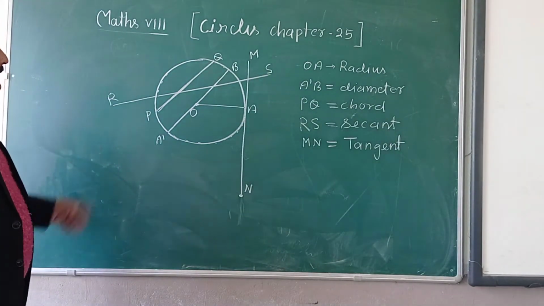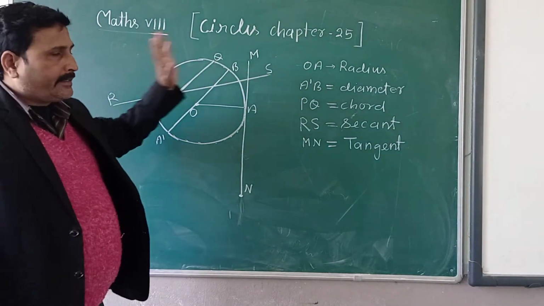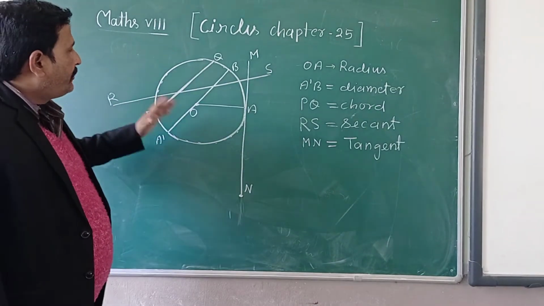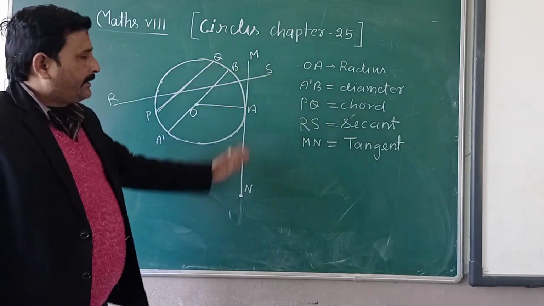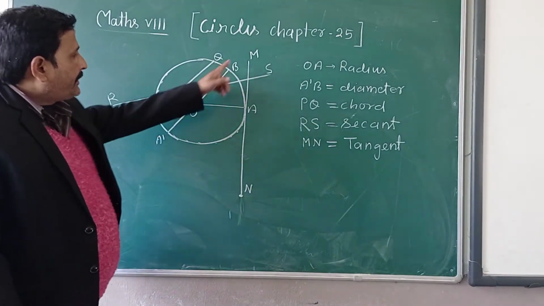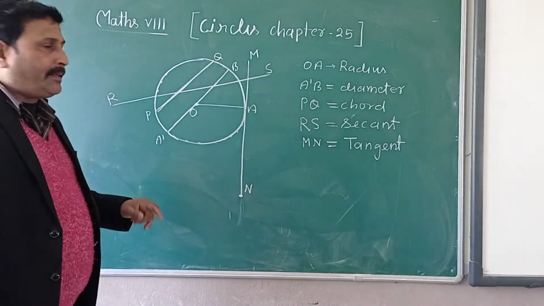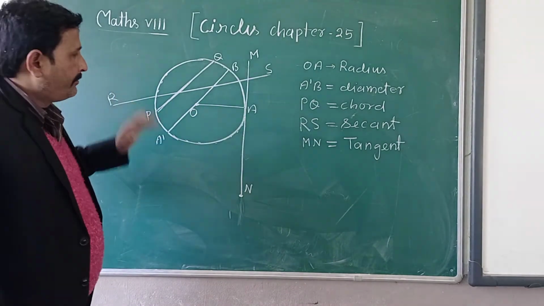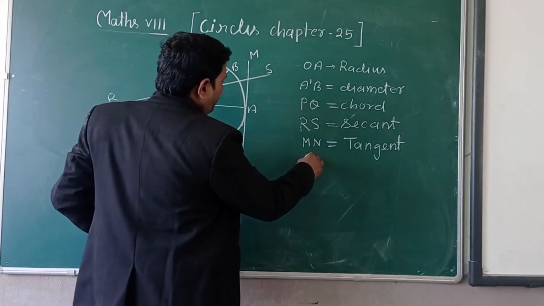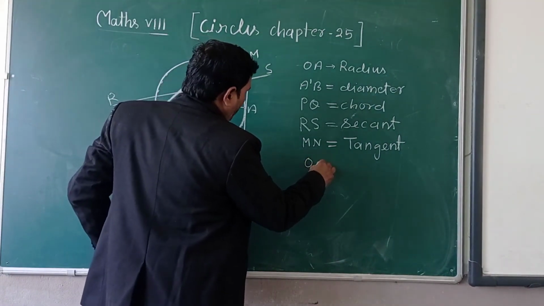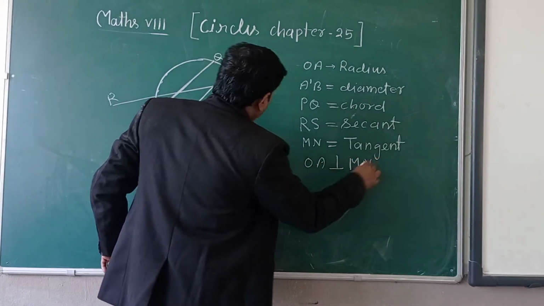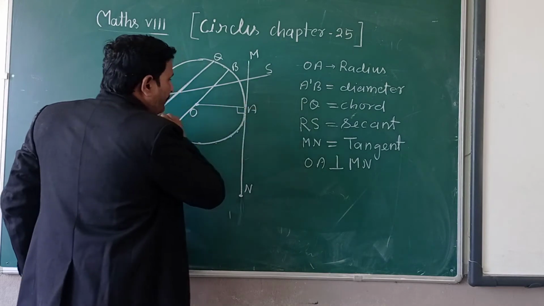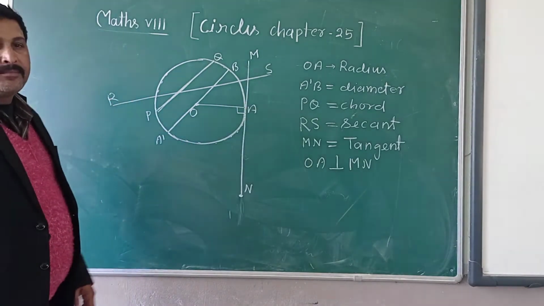So here I have explained what is the radius, what is the diameter, what is the chord, what is the secant, and what is the tangent. Remember that a tangent will always be perpendicular to the radius. Tangent means OA is always perpendicular to MN, which means that angle will always be 90 degrees.